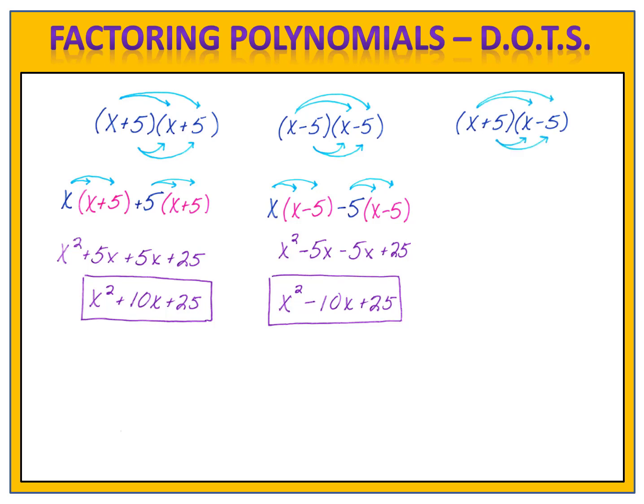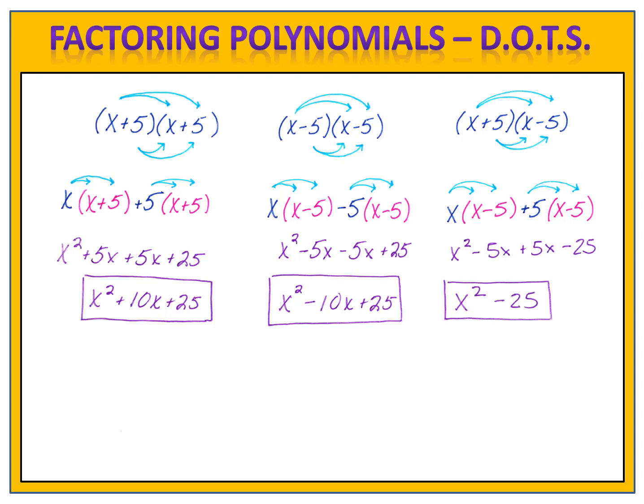X plus 5 times x minus 5. When we multiply them together and combine like terms, we end up with not a trinomial, but a binomial, x squared minus 25. That makes this a very special case. Notice the two binomials. Both of them have x, and both of them have 5. The difference is the first one is addition, and the second one is subtraction.